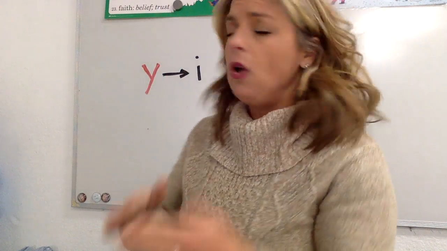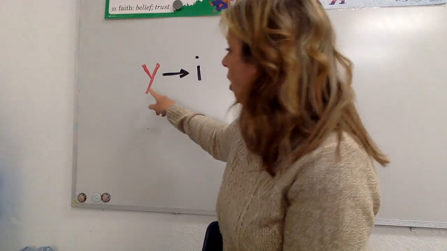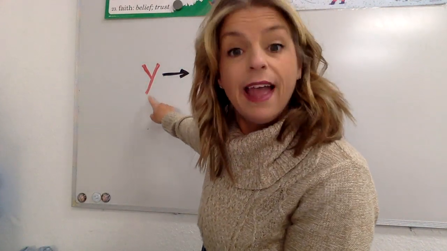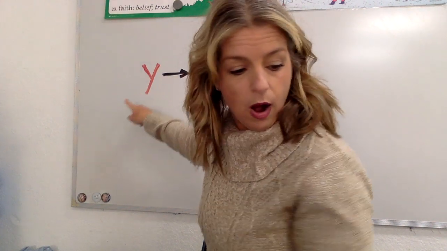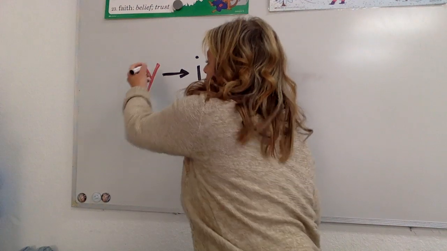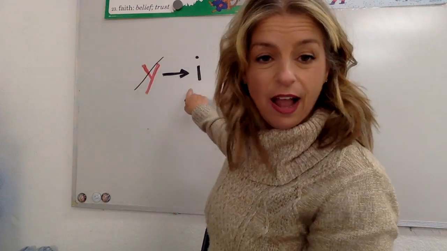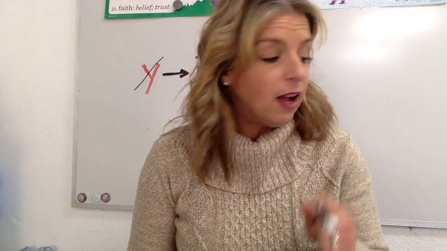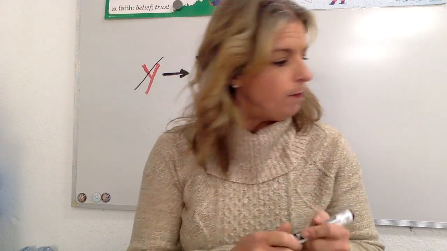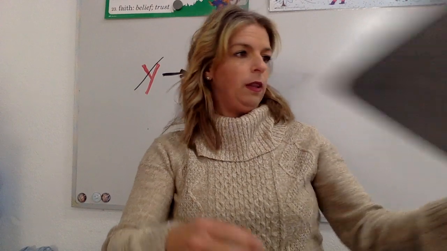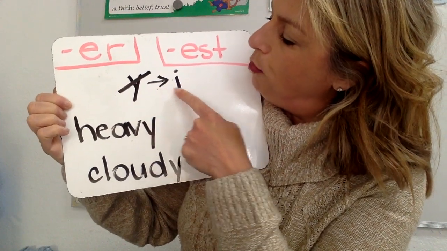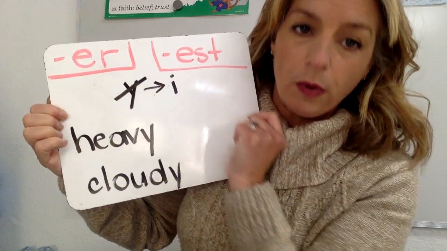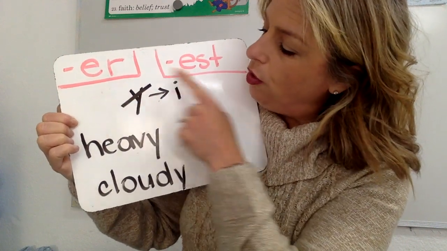So, with the rule, when a root word ends with a Y, you take out the Y and you put an I before adding er or est. Okay? So, let's look here. We take out the Y and put in the I when we're adding the suffix er or est.